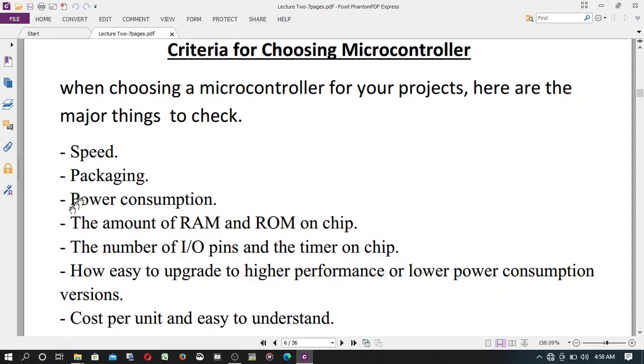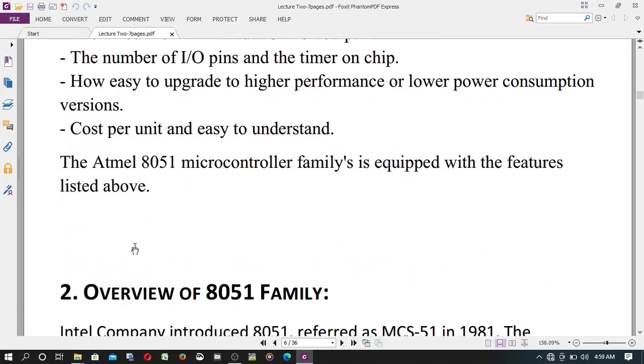Now, cost per unit and ease of understanding. 8051 programming in assembly language is very easy to understand, and the cost per unit is less expensive, unlike the Arduino microcontroller. The 8051 microcontroller is sold for 500 naira in Nigeria. And when you want to add little devices like resistors and all that, in fact, building a microcontroller board will not cost you more than 1,000 naira. Buying an Arduino board will cost you about 4,000 to 5,000. So you can see the difference. It has a very huge difference.